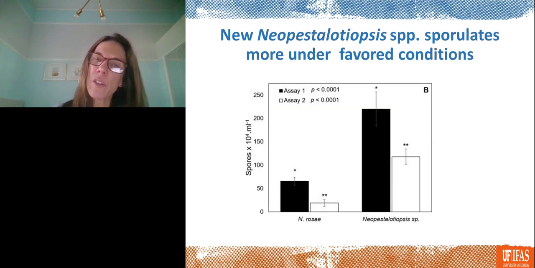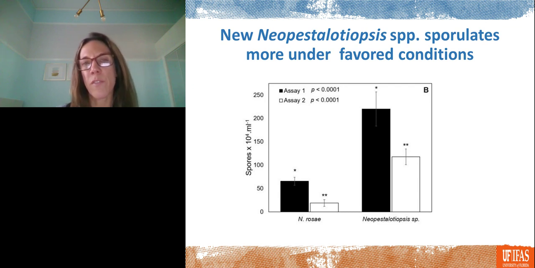We have also shown that this new species sporulates a lot more than the old one under favorable conditions. And that's probably what makes it so aggressive. It just produces a lot more spores on the leaves and on the fruit, and those spores are easily moved when we get rain or when we use overhead irrigation.